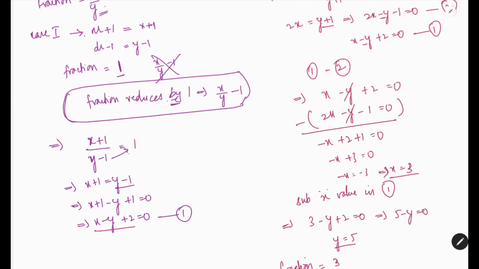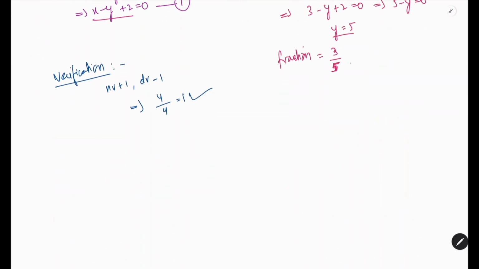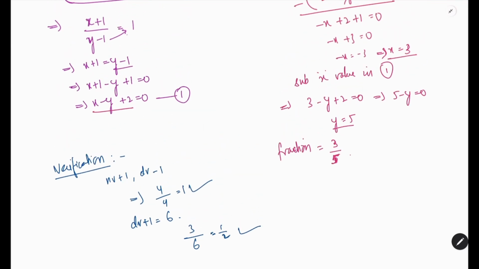This is correct. And the second condition is it becomes 1 by 2 when we only add 1 to the denominator, no changes in numerator. When we add 1 to the denominator, 5 plus 1 is 6. So numerator is as it is, 3 by 6, that is 1 by 2. This is also correct. So this answer 3 by 5 is correct.